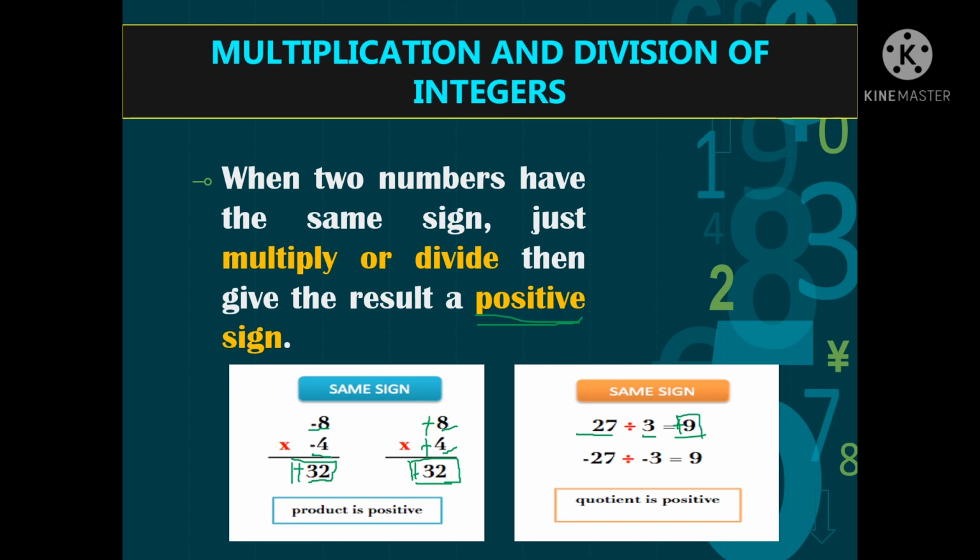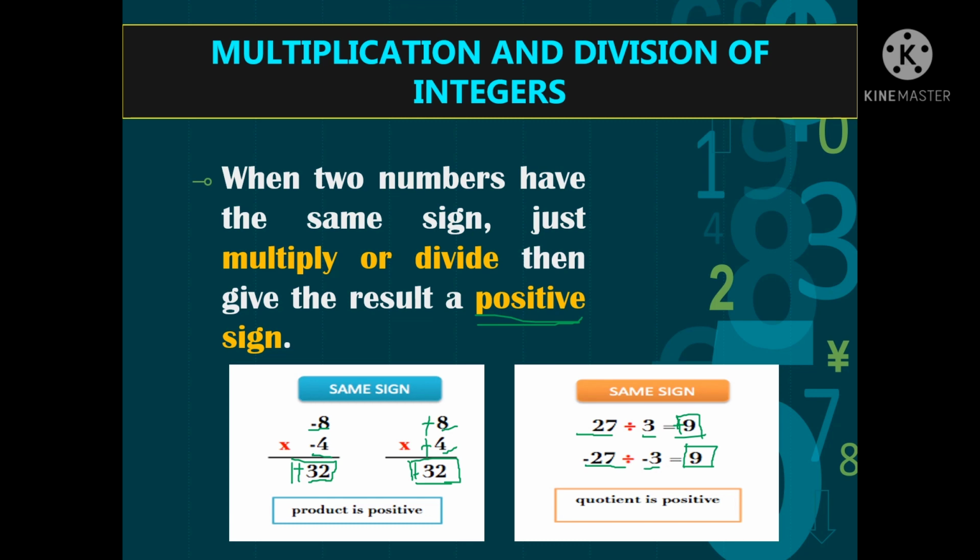Same to the second one. Negative 27 divided by negative 3, they have the same sign, which is negative. So we will just divide. That is also equal to 9, and 9 is positive. So that's just how easy it is to apply the rules in multiplication and division.